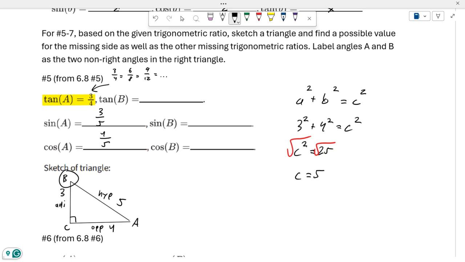Definition for tangent in a right triangle is opposite over adjacent, so that's going to be 4 over 3. Sine is opposite over hypotenuse, so that's 4 over 5. And cosine in a right triangle is adjacent over hypotenuse, which is 3 over 5. And yet again, I would encourage everyone watching this video right now to check and see these patterns between sine, cosine, and tangent for the 2 different angles.